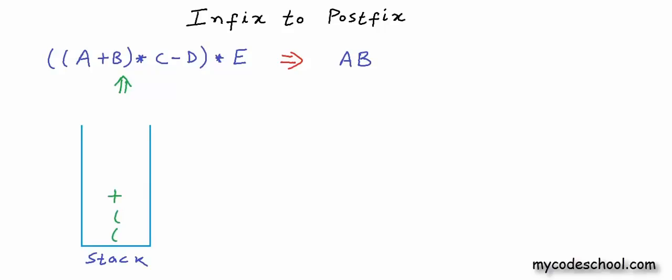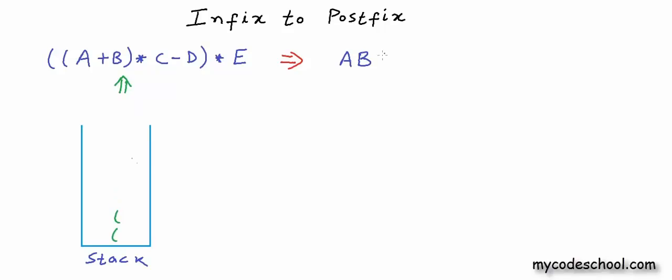We were popping all the operators out and placing them. So this time also we need to pop all the operators out, but only those operators that are part of this parenthesis that we are closing. So we need to pop all the operators until we get an opening parenthesis.